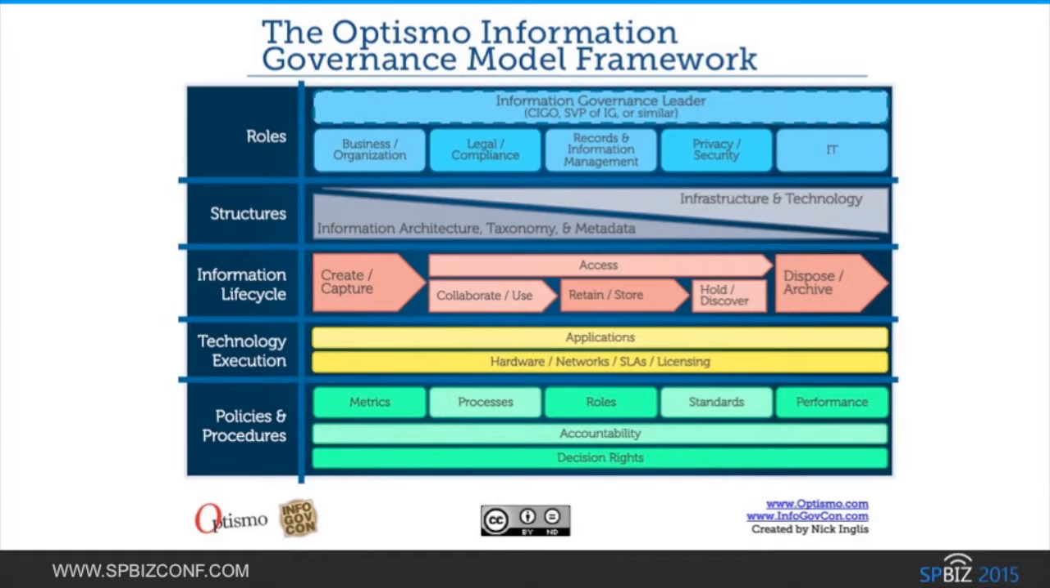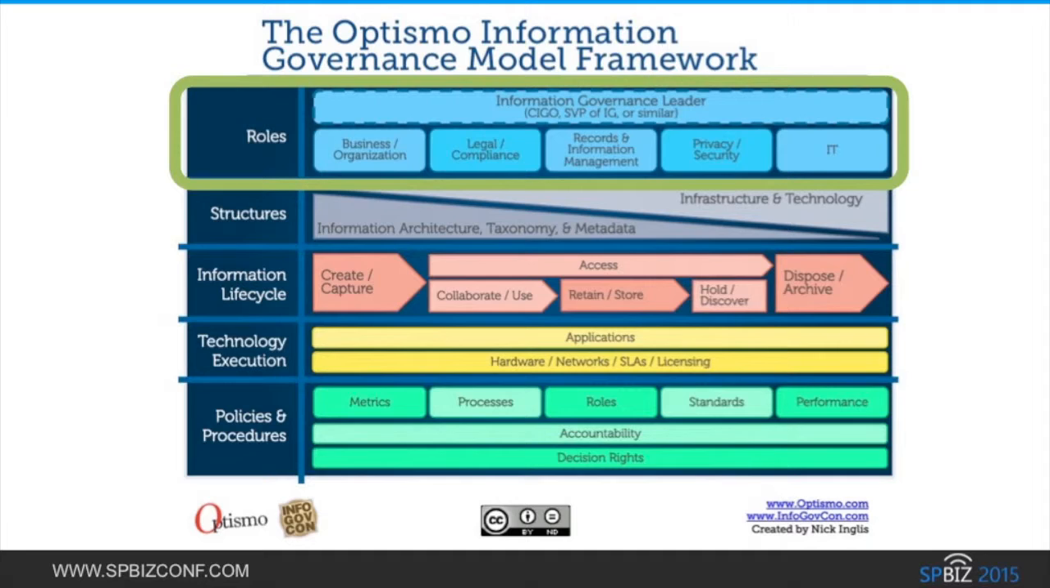This is the Optismo Information Governance Model Framework. It is a model that exists to help organizations develop holistic information governance policies and plans that include everything that we've found to be necessary to the success of any information governance project. And let's start by discussing who should be involved in information governance projects and their specific roles.